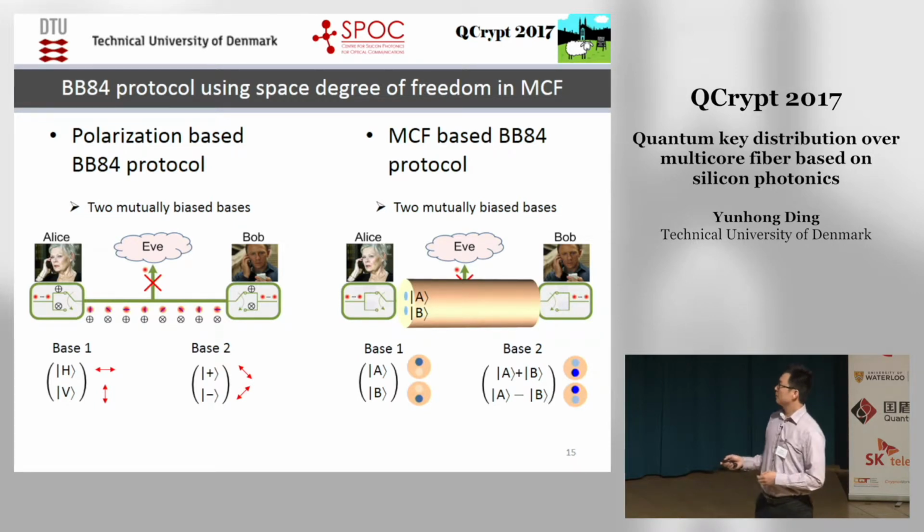And first, we implemented the simple BB84 protocol over multi-core fiber. It is very similar to the traditional polarization-based BB84: for each mutually unbiased basis, it has two states, H and V. If you map this to cores, then you could map H to core A and V to core B. The other mutually unbiased basis is the basis 2, which is a superposition of these two cores. A plus B means you have the same phase between these two cores. A minus B means you have a pi phase difference between these two cores.